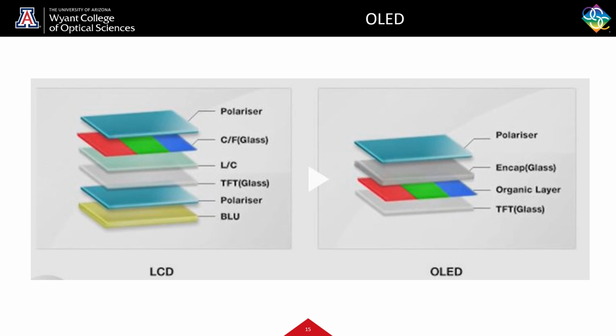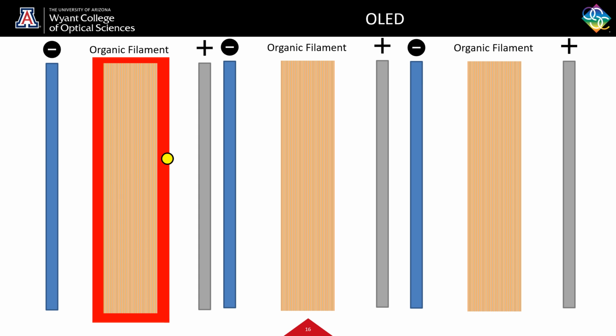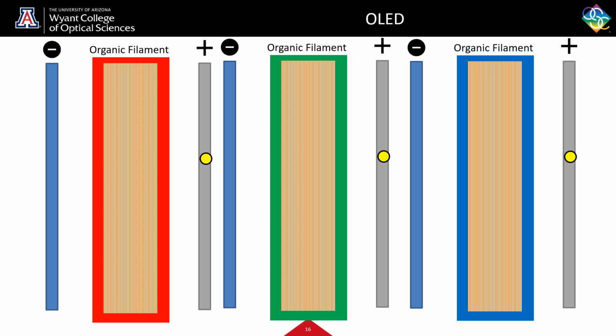So what does that mean? Well, if we look at this animation here, we still have our cathode and our anode, but instead of having just a normal filament, we have an organic filament. And as we pass a current through this organic filament, we can get our different red, green, and blue colors. So we can take an array of these red, green, and blue OLEDs and use that to construct our images similar to the LCDs.